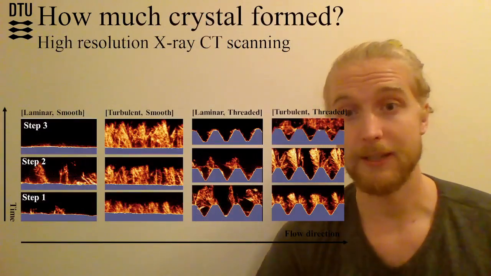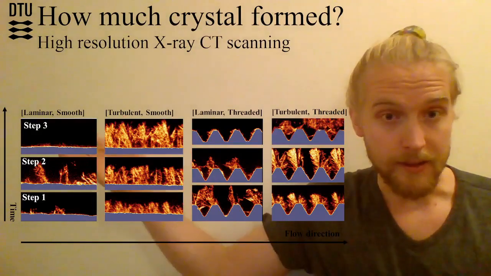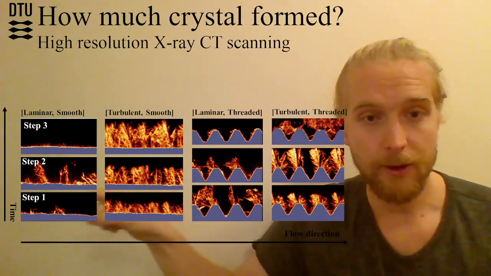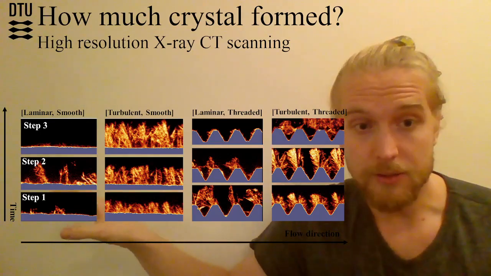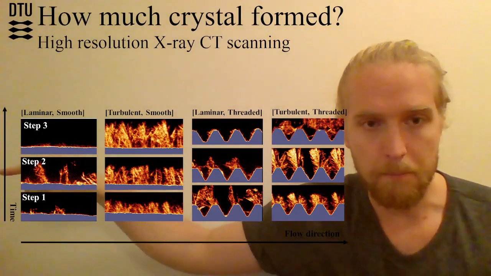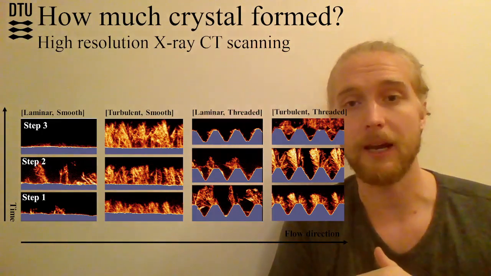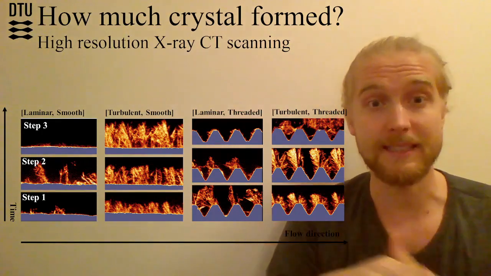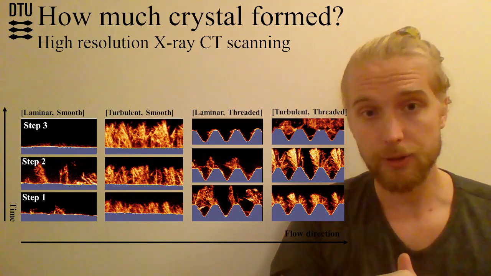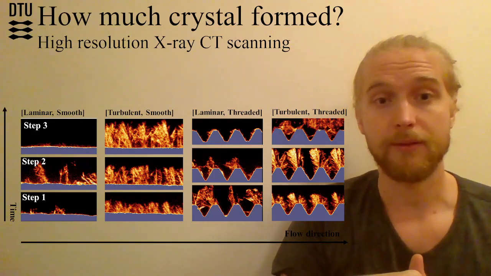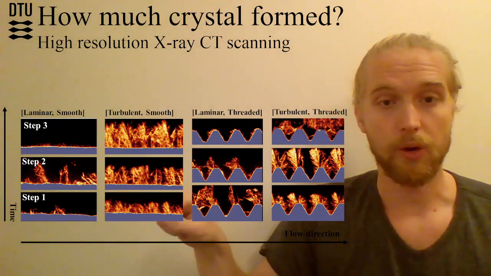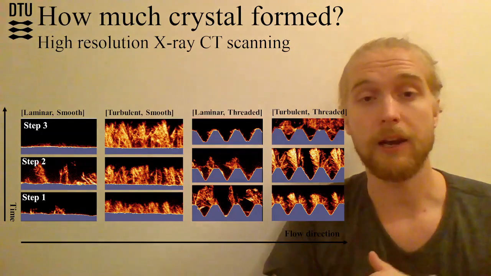Well, firstly, I would like to show you the main conclusion of all the CT scans, and that was how much scale is formed. And you see here in step 1 that small crystals form in local clusters, and then they grow up to become bigger dendrites that protrude out into the flow field, and they will then detach. And this is the case for both the laminar smooth and the laminar threaded case. During turbulent flow, we have another mechanism at play. We see that scale is forming more all over the surface, and then it's growing up to be larger scale.